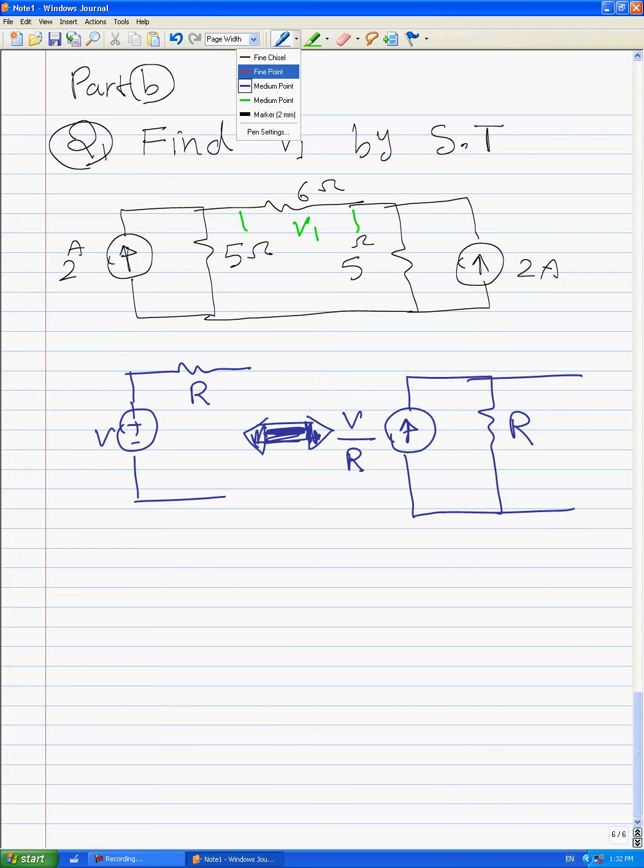Important aspect of this method is direction of current. This direction of current should be same as this direction of currents. And the value of the current source is equal to voltage divided by R. Now we want to solve this question by source transformation. We want to change this current and this current source to voltage source.